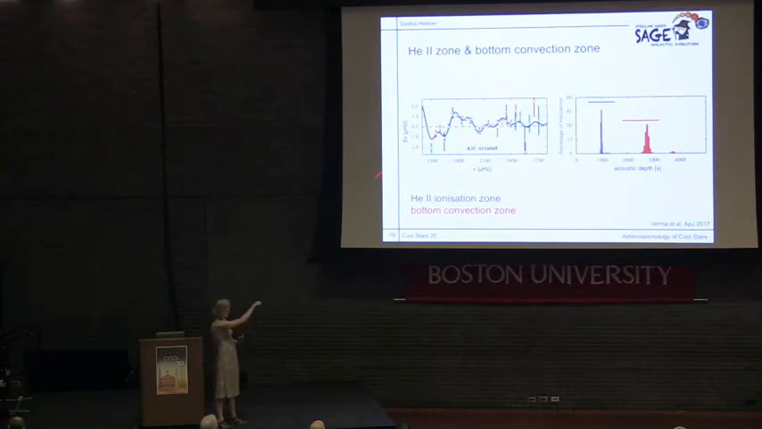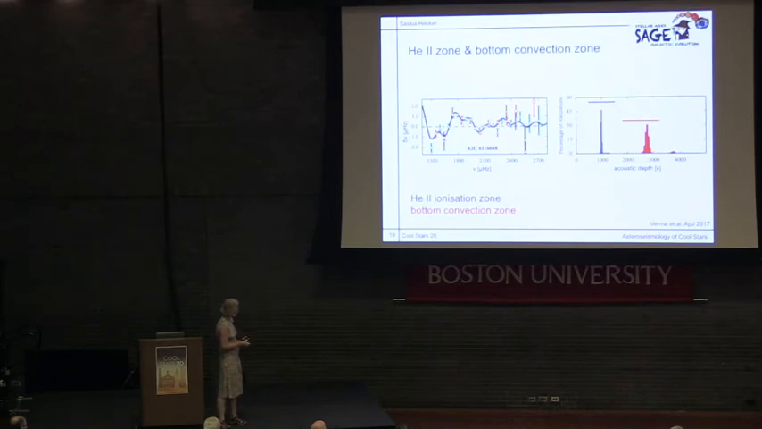The periodicity that we can measure here tells us roughly where these glitches or these sharp changes are happening. So here in blue, expressed in acoustic depth, you can see where the helium second ionization zone is, and in red we can see where the bottom of the convection zone is. So we can have actual measures of where these abrupt changes in the stellar structure are.